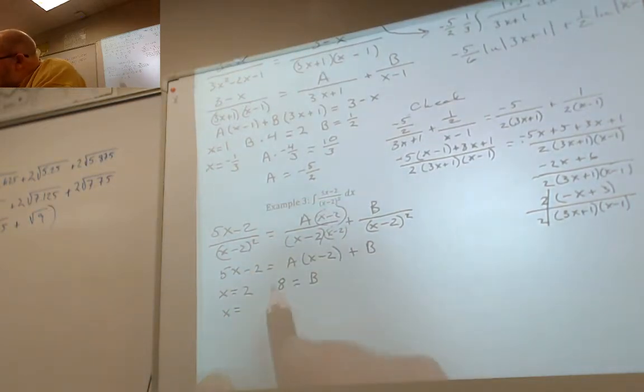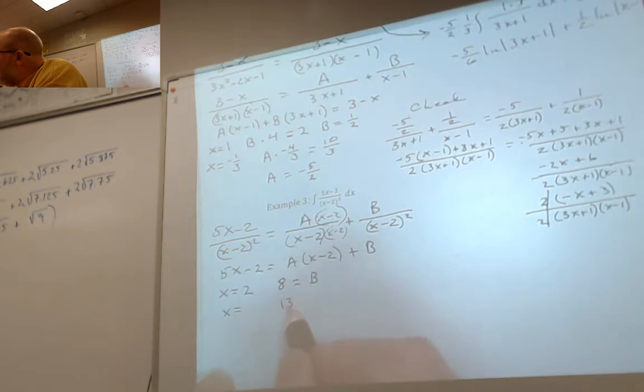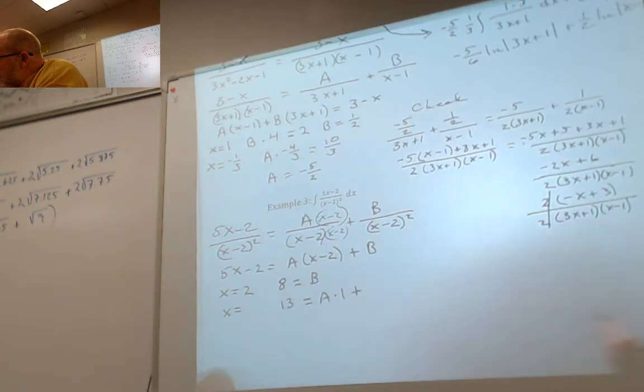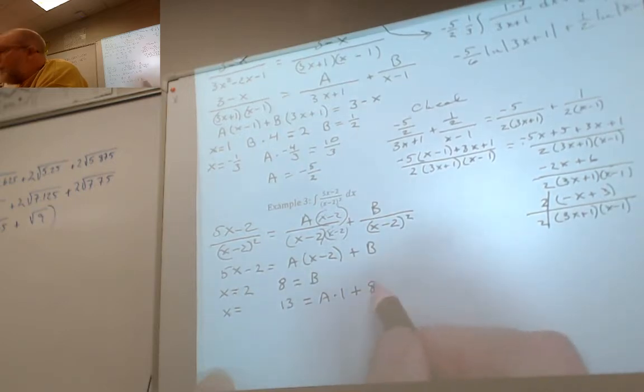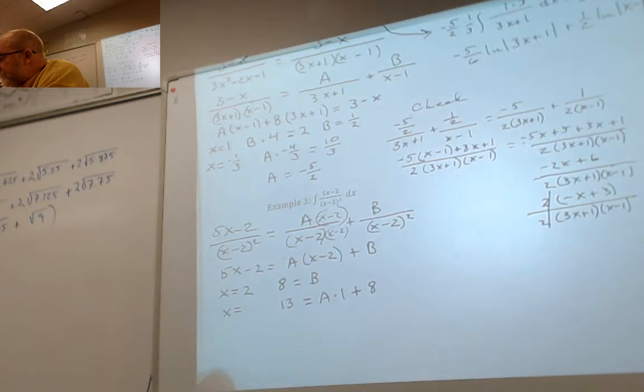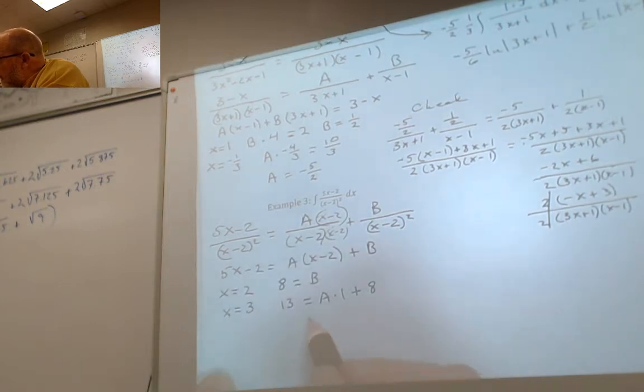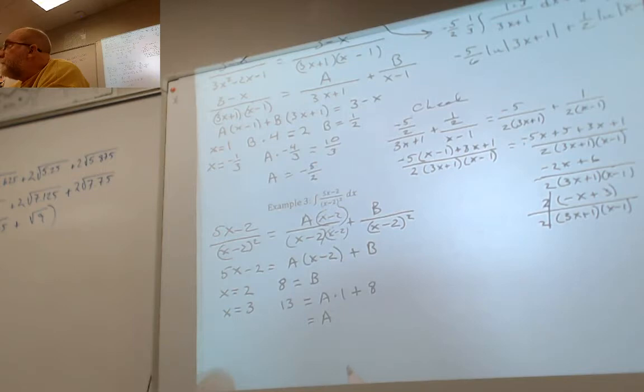3. So if I choose 3, okay, if I choose 3, I'm going to have 5 times 3 minus 2, which is what? 13, correct? Is equal to a times 1 plus 8. Because that's what b is. That means, well, I should write down that we chose 3. That means a is equal to what? 5.